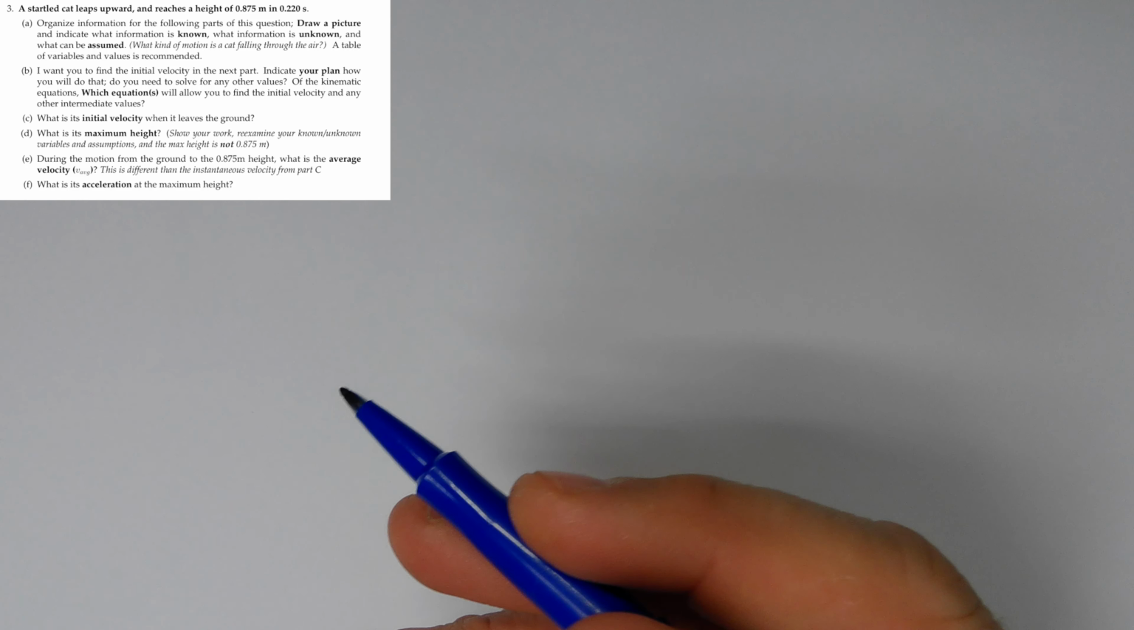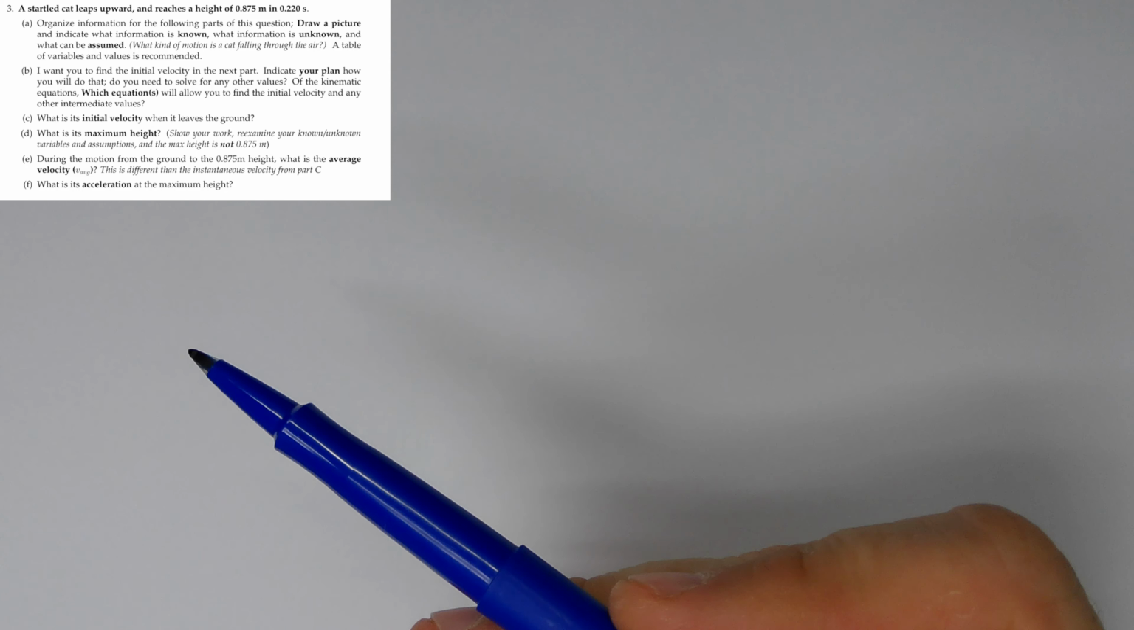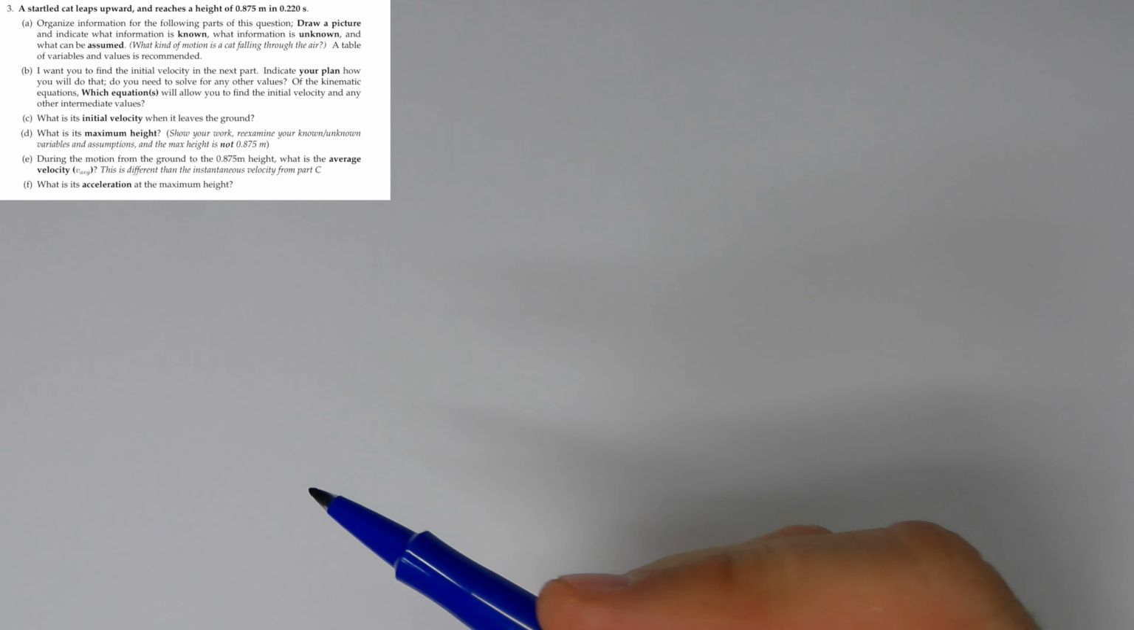We make some questions like in part D, what's the maximum height? And I tell you explicitly, it's not the number you're given. So you have to do some calculation. You're going to have to figure out what that is. I'd also say re-examine what you know. So you're going to have to basically edit your drawing a little bit or make a new drawing.